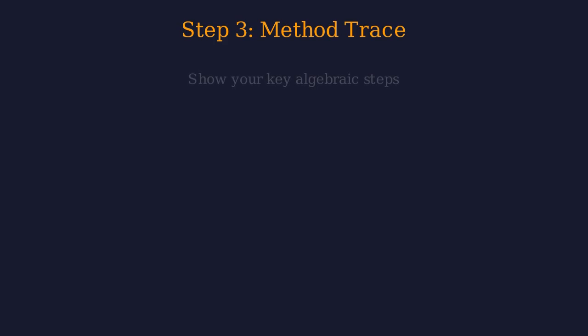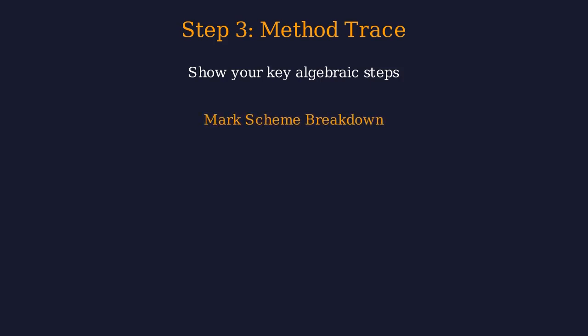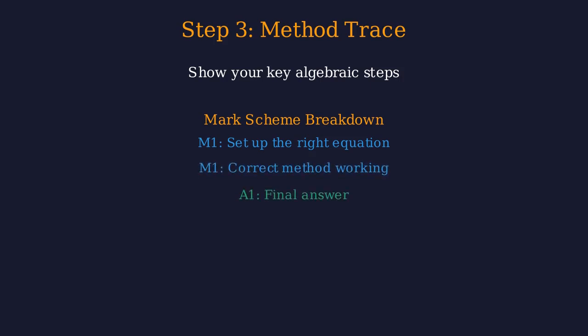Third step, method trace. If arithmetic fails or you run out of time, trace back through your algebra with a short written chain showing your setup. Examiners award method marks for correct approaches even if the final number is wrong. In a 3-mark question, the mark scheme often expects M1 for setting up the right equation, M1 for correct method working, A1 for the final answer.